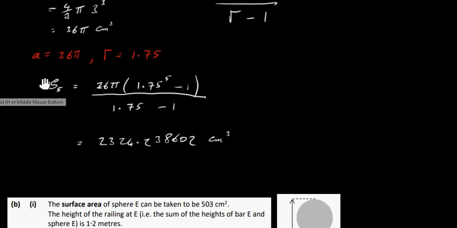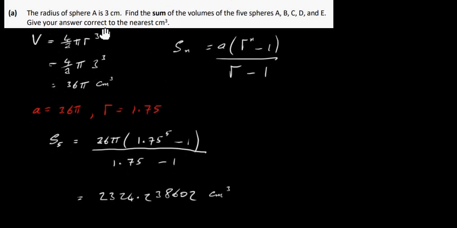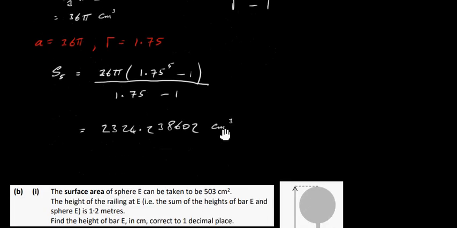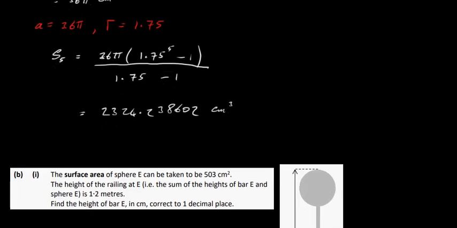Now the question, go back and read the question again. The question says give your answer correct to the nearest cubic centimeter. So to the nearest cubic centimeter, this is 2324 centimeters cubed. Okay, so that's part A.